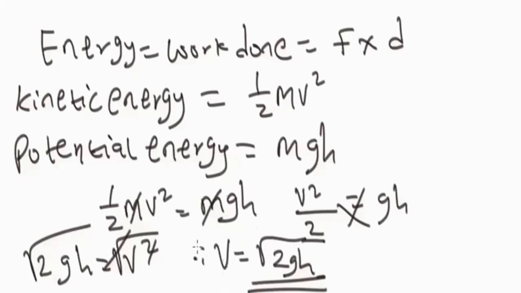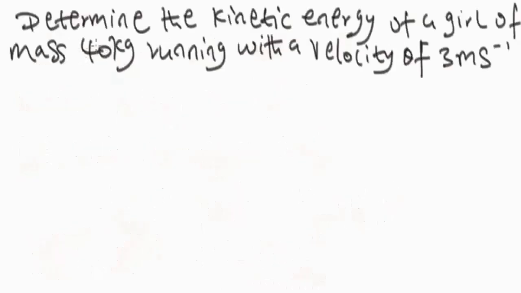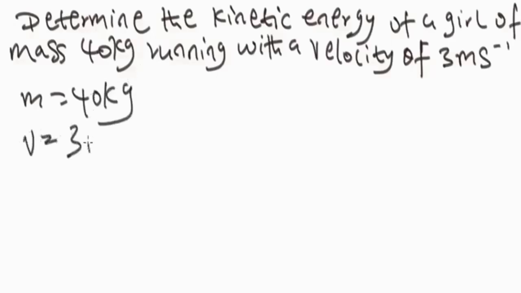Right, so let's wipe this and solve some problems. Okay, this problem says to find the kinetic energy of a gear of mass 40 kg moving with a velocity of 3 meters per second. So our m is 40 kg, our velocity is 3 meters per second.